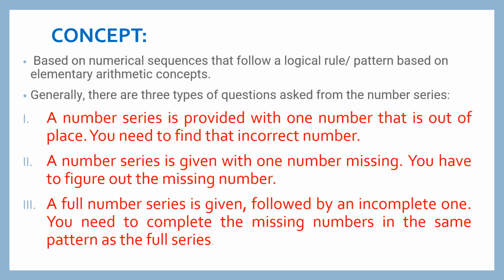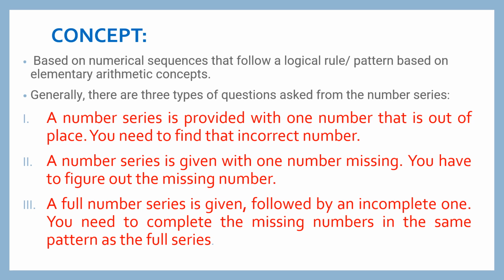The second one is a number series given with one number missing. You have to figure out the missing number. This is another common type. It will give a series of numbers, but for any one number they will leave a space, question marks, or an x, and they will ask us to find the missing number.